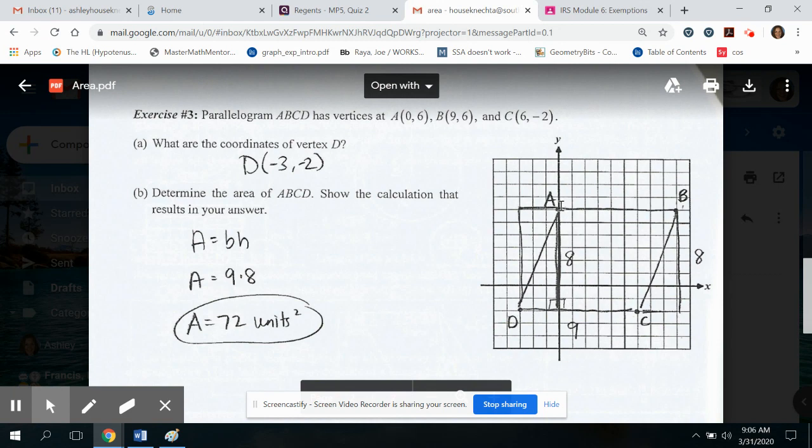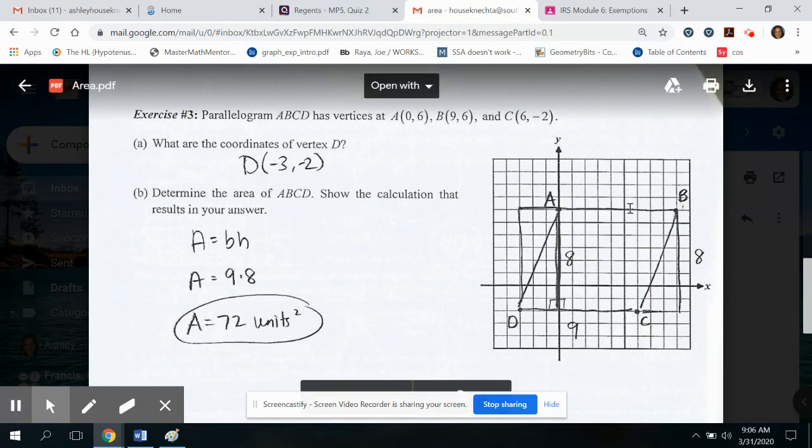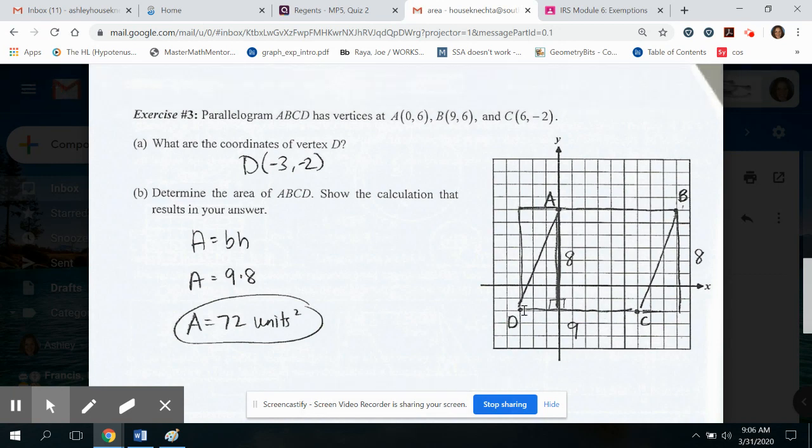So I kept it in the correct order. So I went A, B, C, D must be over here. So I just did that by staying parallel to this horizontal side and counting out the same number of units. It happened to be 9.